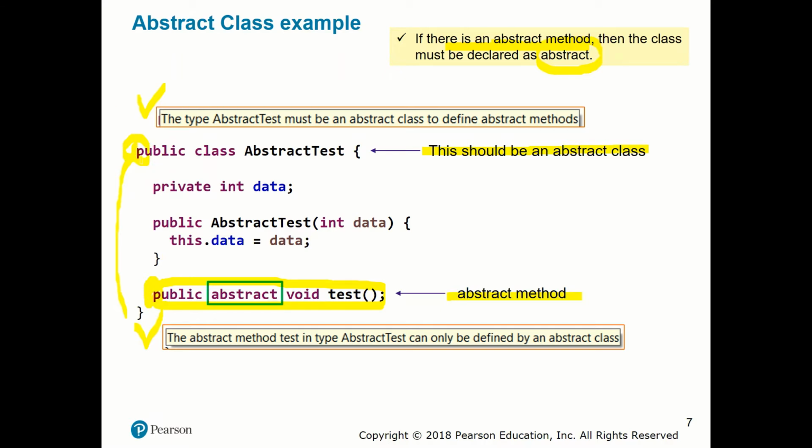The error says the type AbstractTest must be an abstract class to define abstract methods. And one error occurred here. The error says the abstract method test in type AbstractTest can only be defined by an abstract class. So be sure that if there is an abstract method, the class must be declared as abstract.